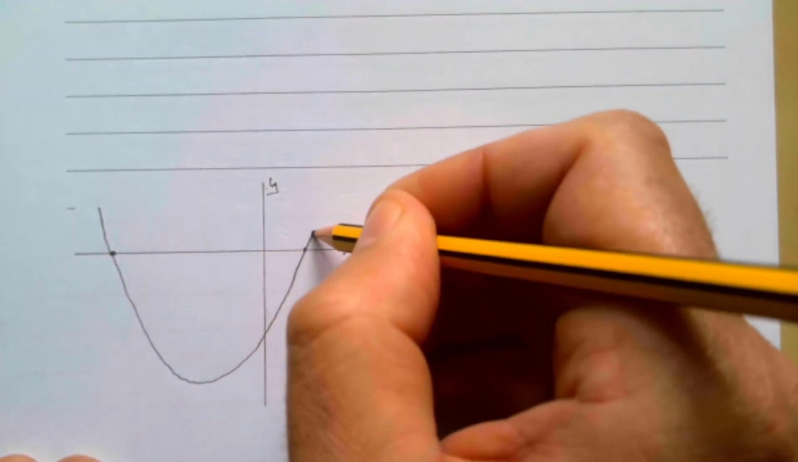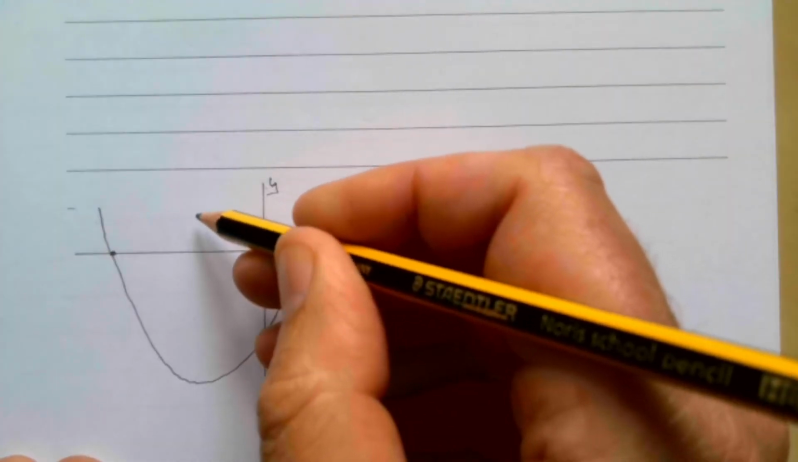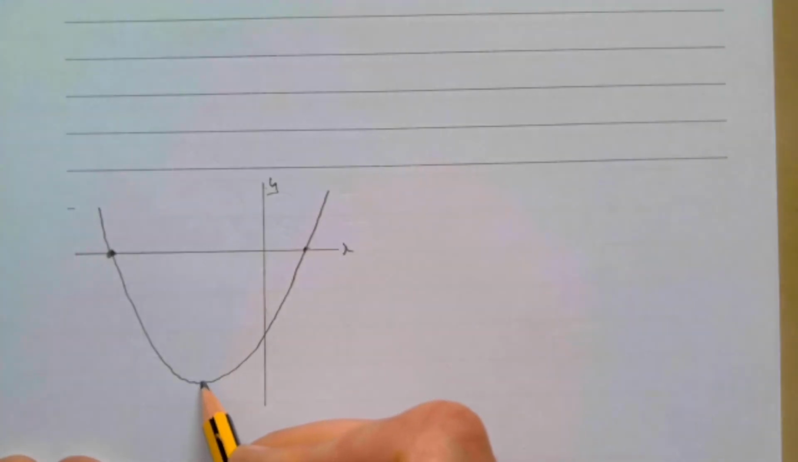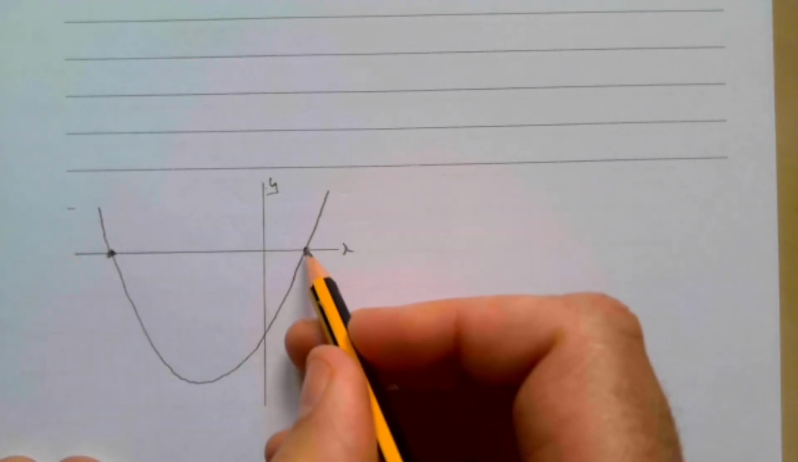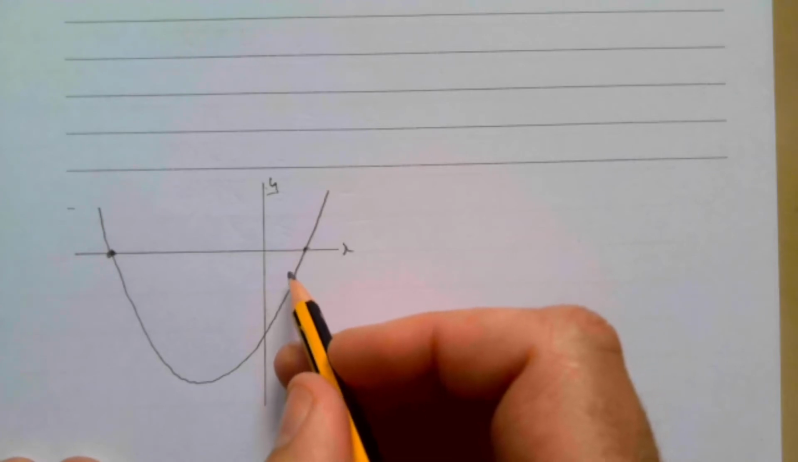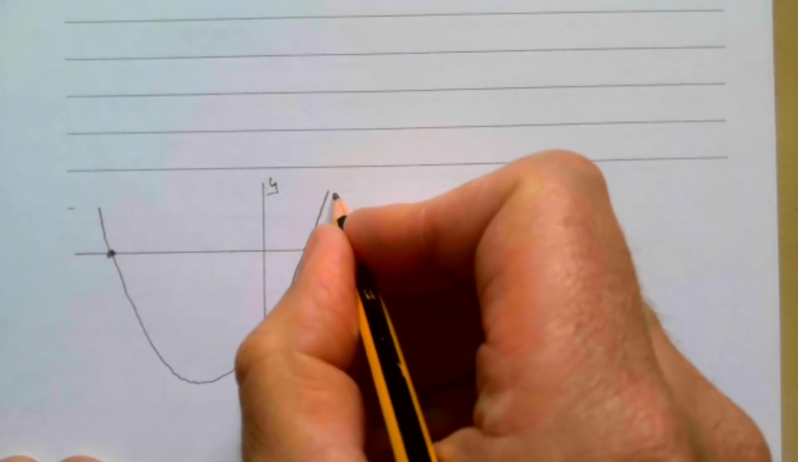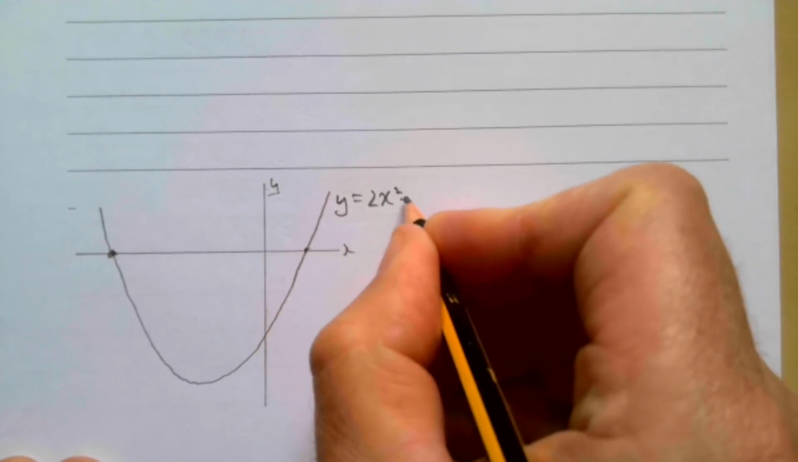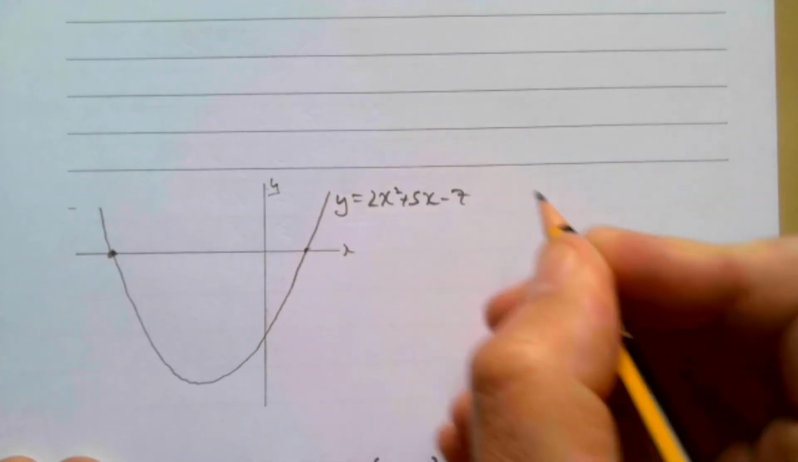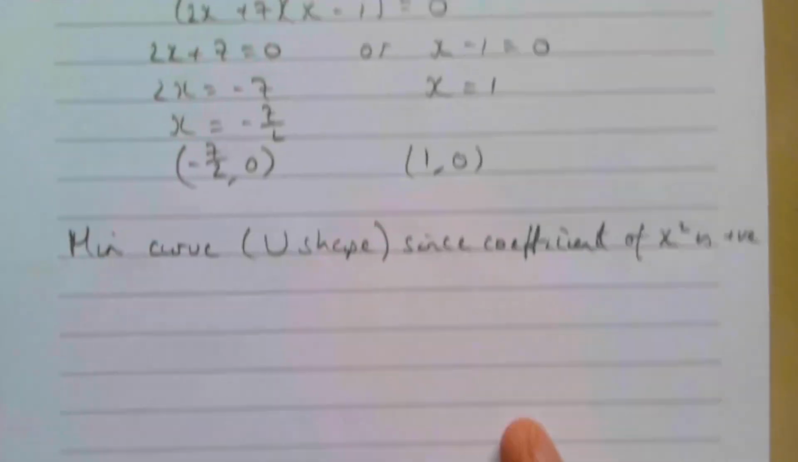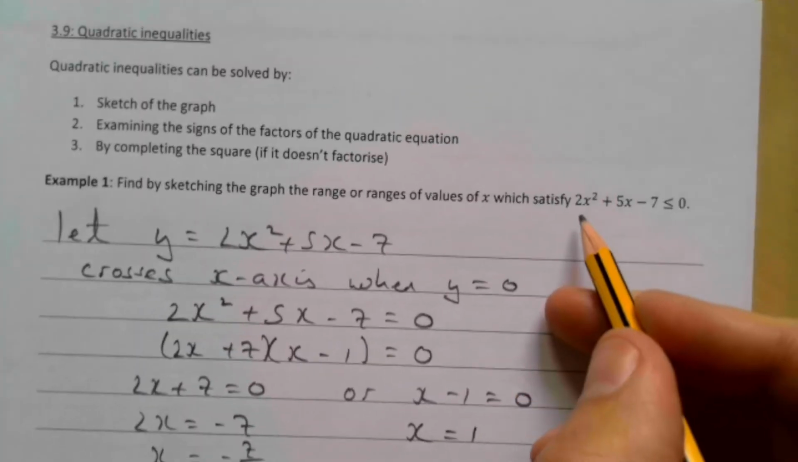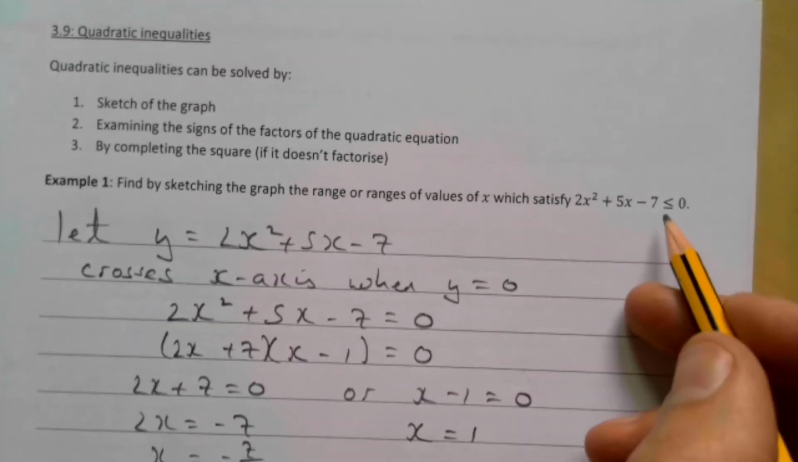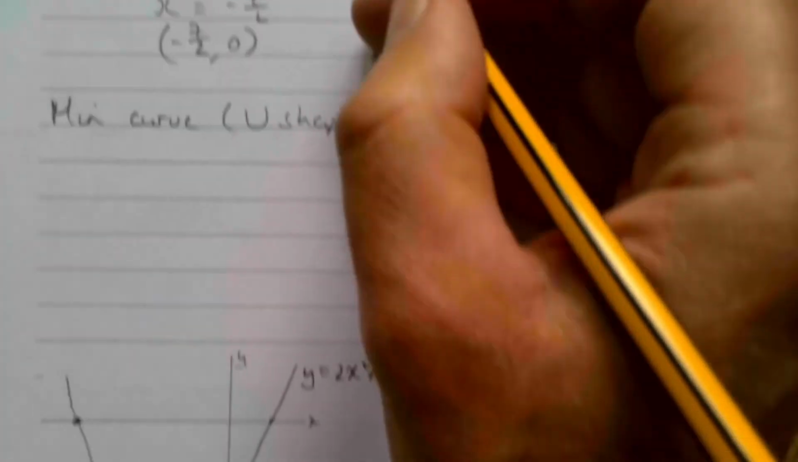The other thing we should know about quadratic curves is that they're symmetrical about that line there. So my turning point, the bit at the very, very bottom there, should be exactly halfway between minus 3.5 and 1. And so we should kind of then know that and see where it comes from. So that's the curve y equals 2x squared plus 5x minus 7. And our question asked, where is 2x squared plus 5x minus 7 less than or equal to 0?